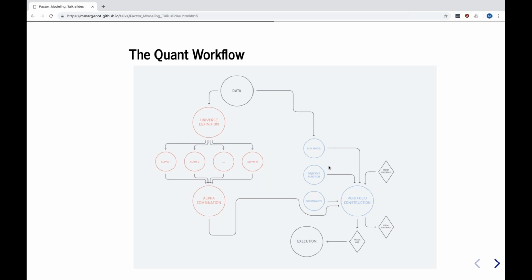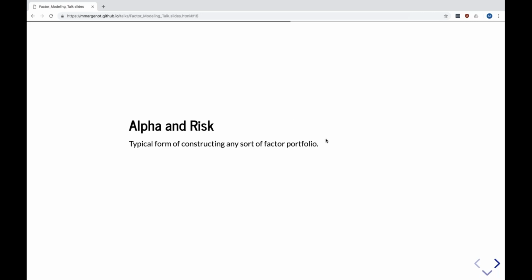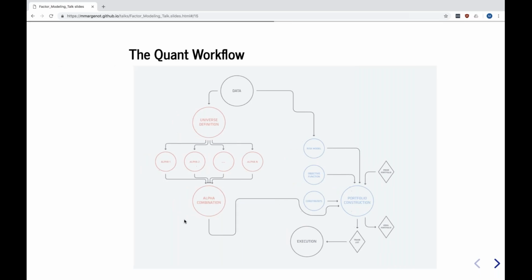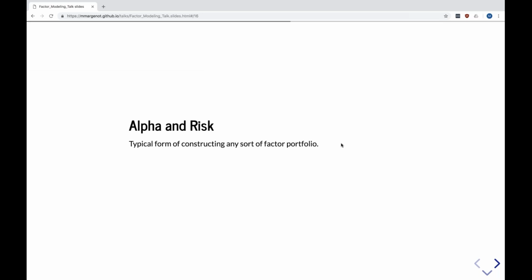So let's talk about alpha and risk, right? We see in this that we have this alpha combination over on the left-hand side, and we have these risk models. How do these really relate to each other? Constructing either return stream, an alpha return stream or a risk return stream, is going to be in line with the typical form that I've laid out before for constructing any real factor portfolio. But how do we actually distinguish between alpha and risk? How do we make this clear?